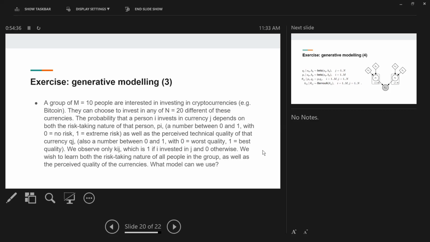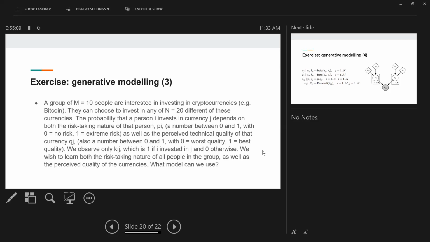Does everybody know how to approach this, or should I give some hints? Hints? Okay, so what is the outcome or to-be-predicted variable? It's often also an observed variable. So it's Kij. From what kind of distribution can we sample Kij? Or what kind of values can Kij have?